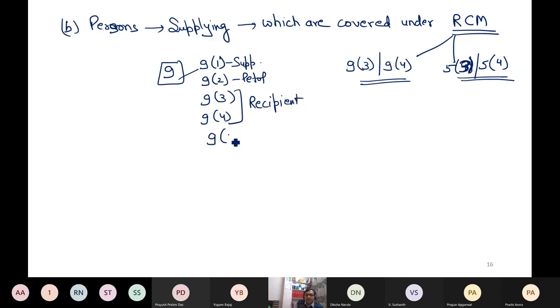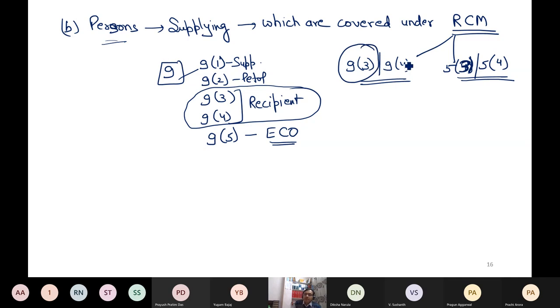9(5), where the electronic commerce operator pays the tax. I hope you remember. If not, then you have to practice. Now, in these supplies 9(3) and 9(4), the recipient pays the tax. But this notification says every person who is supplying goods which are taxable under reverse charge, where the recipient will pay the tax, under 9(3) only. So 9(4) and 5(4) I am excluding here.